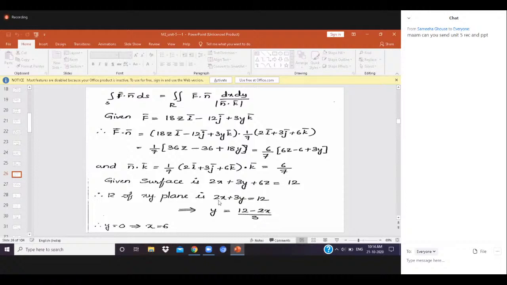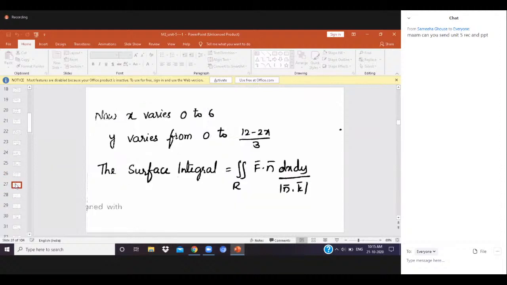Then for the limit of x, keeping y value 0 in the xy plane projection, 2x becomes 12, then x becomes 6. So these are the limits here. Now x varies from 0 to 6 and y varies from 0 to 12 minus 2x by 3 using the surface. Okay, then this is the formula for evaluating the double integral over r of f bar dot n bar dx dy by modulus of n bar dot k bar.